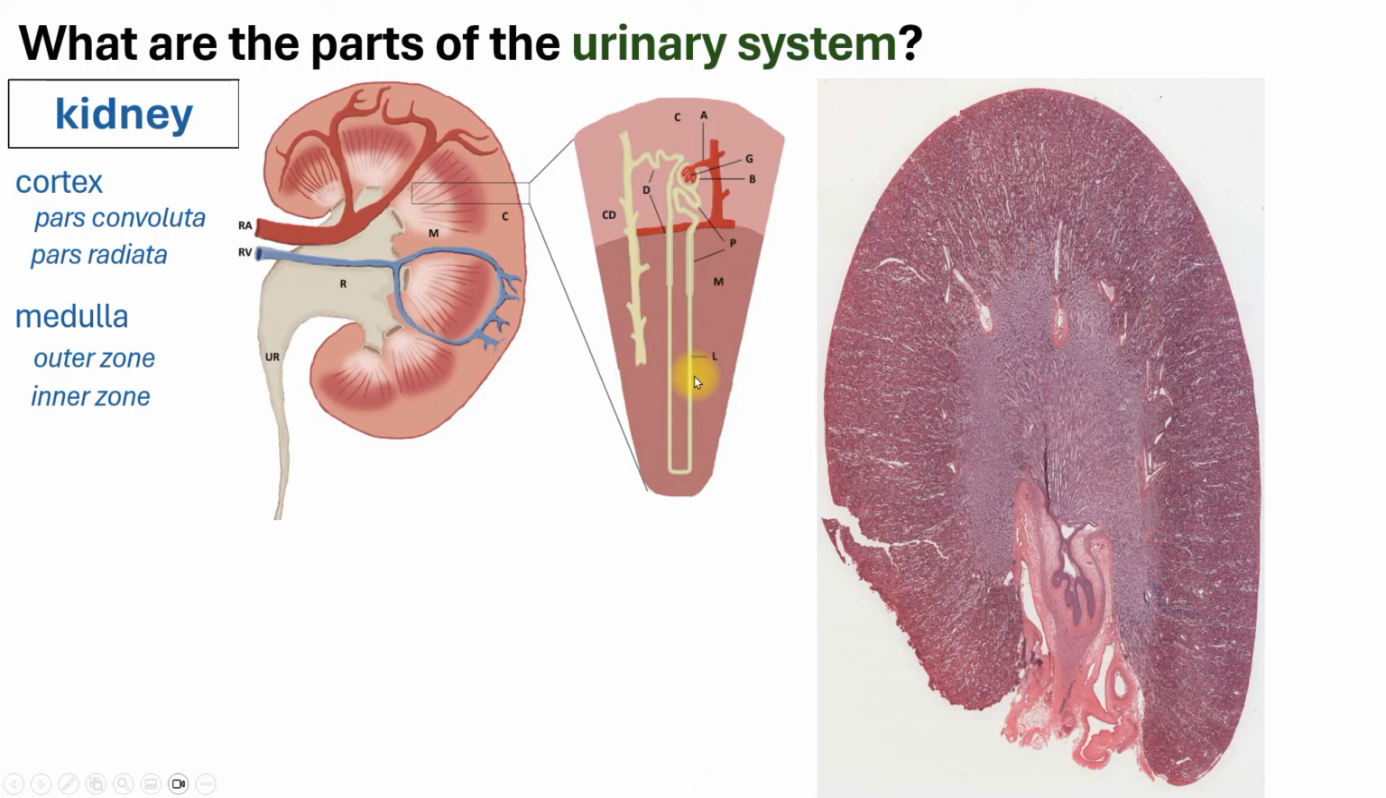You can see here that some parts of the nephron are found in the medulla. The more convoluted parts and the corpuscles are found in the cortical part, while the straight parts, thick as well as thin, are found in the medullary part.